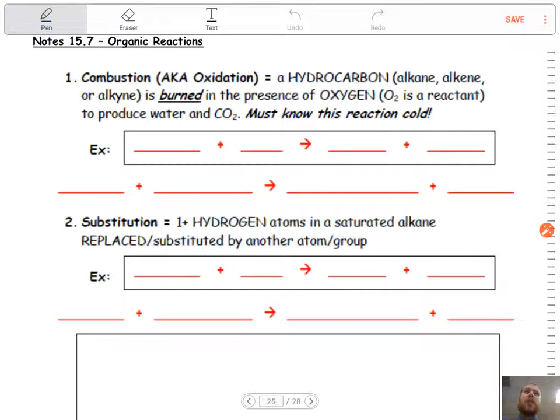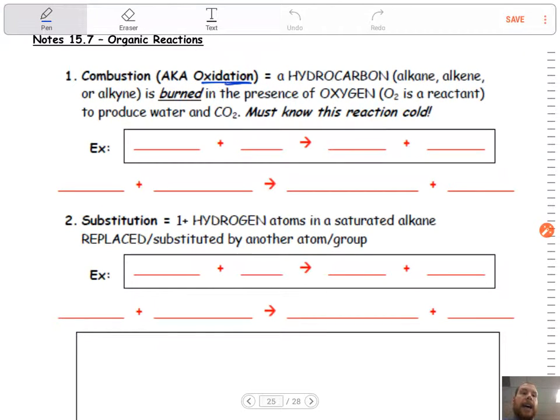All right, probably only one. So just make sure you're aware of them and kind of familiar with them. So let's jump right in, guys. The first one is a review. We've done this. We've talked about it already. That's combustion, aka oxidation. A hydrocarbon is burned in the presence of oxygen. So it's always going to produce water and CO2.